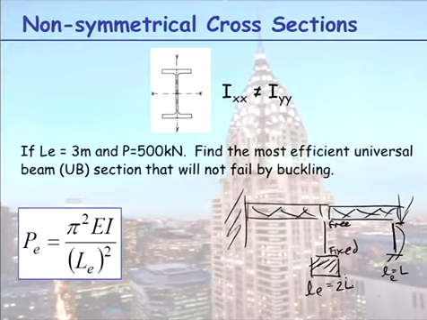In all the problems we've been doing and in your project, your section has had 2 axes of symmetry. So your IXX is equal to your IYY. Standard sections, though, universal beams have 2 different axes. So in an instance like this, this has an effective length of 3 metres, it carries a load, find the most efficient universal beam that will not fail by buckling. Which I value would you choose, the bigger or the smaller of the 2?